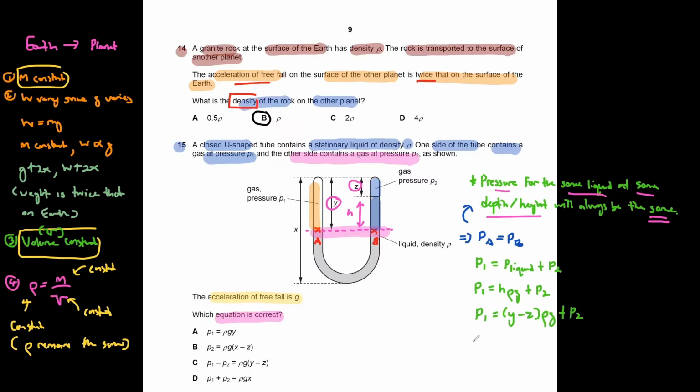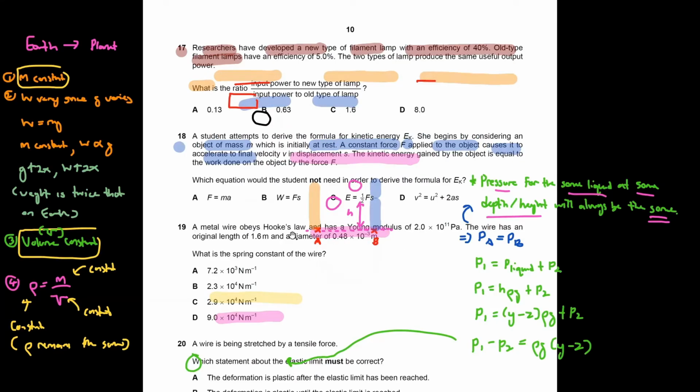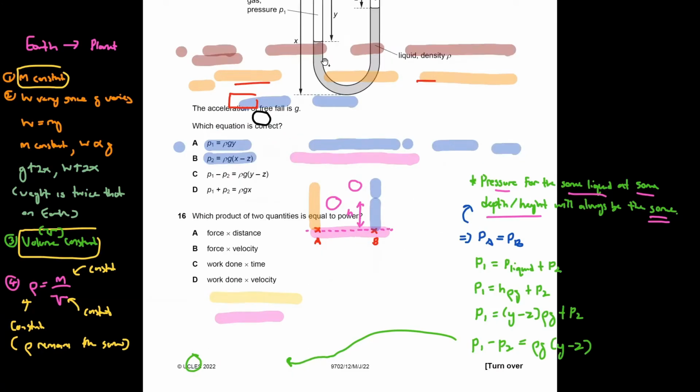So then eventually you get P1 minus P2 equals rho g (y minus z). The answer here would actually be C. Okay, that's for question 15. So then I move on to the next one, question 16, that's below here. So let me clear this one off.